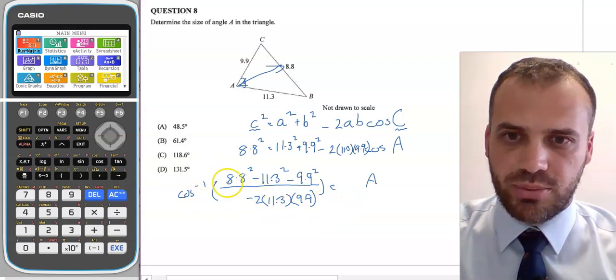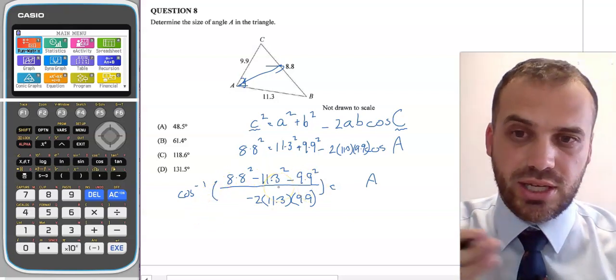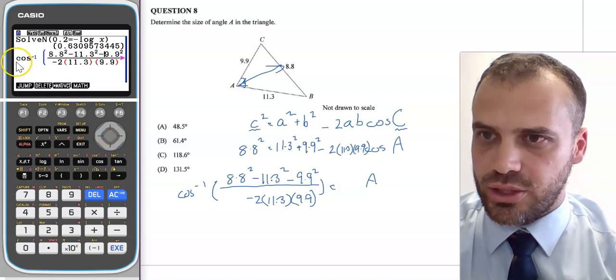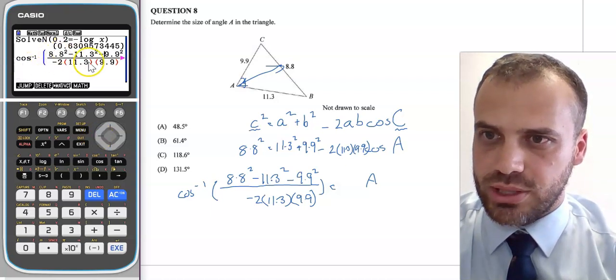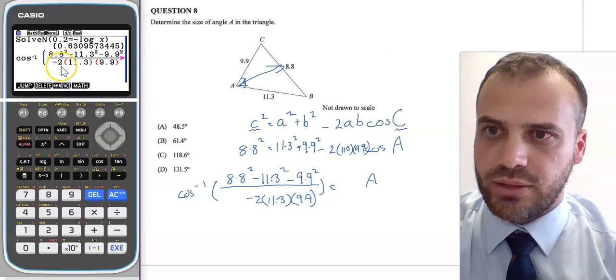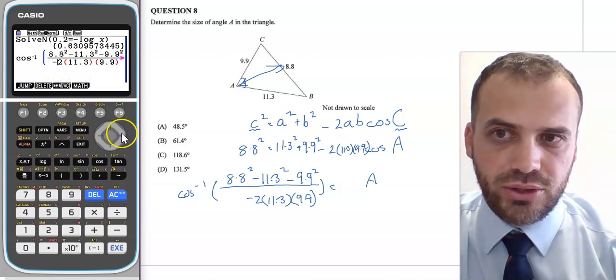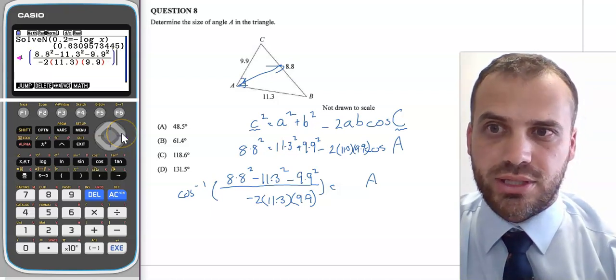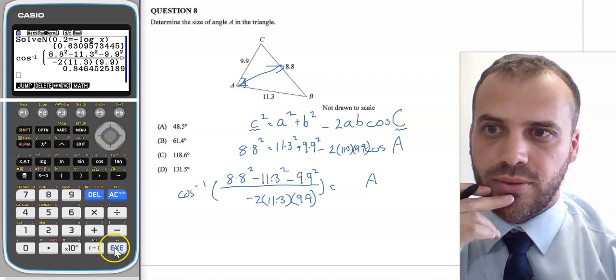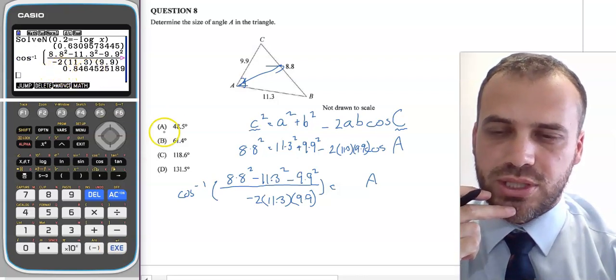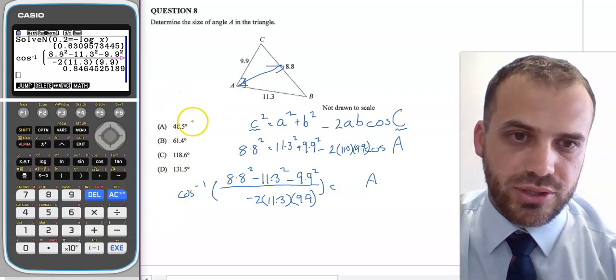Now you just need to type that into your calculator, and it's a good idea to be able to type it in just as you see it there, in its entirety. You'll see cosine negative 1, 8.8 squared minus 11.3 squared, negative 2 times that. And if I click execute, I'm going to get the wrong answer. So let's execute this and get the wrong answer, get it over and done with. All right, and I get an answer of 0.8464, which is nothing like any of those answers.